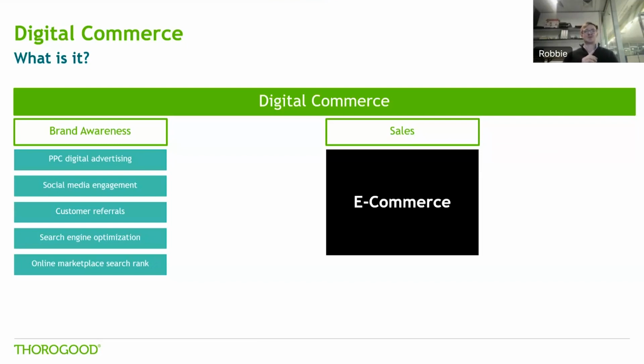Probably the most well-known one of those will be PPC, pay-per-click. Google Ads would be the biggest provider of this. It could be on social media, it could be on web pages, anything like that to get people aware of your brands. There could also be organic social media engagement.